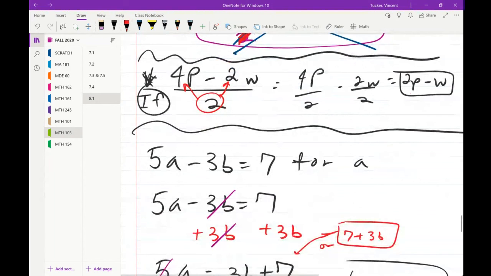All right. One or two more examples and then we'll be done for the day.